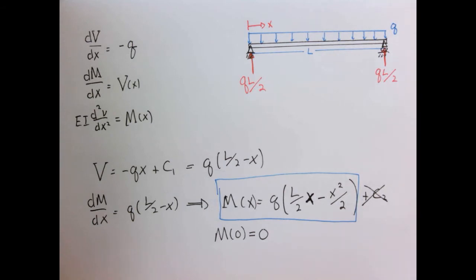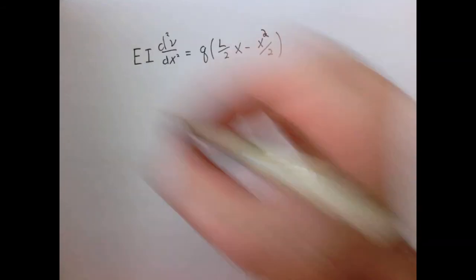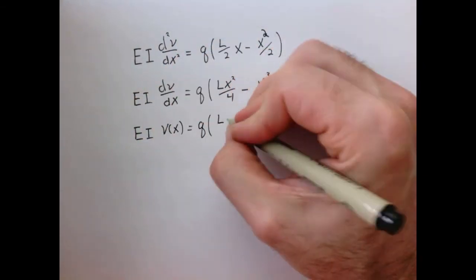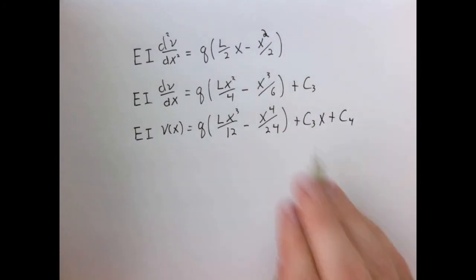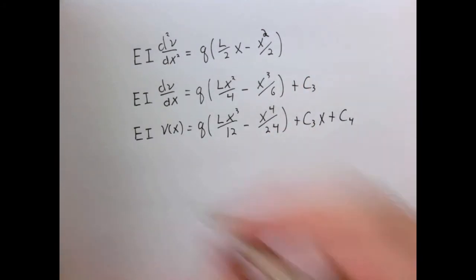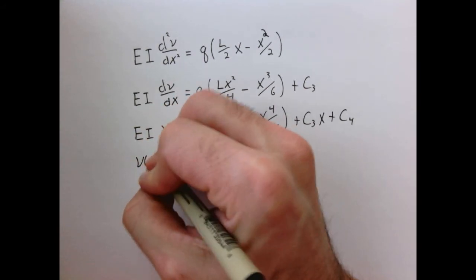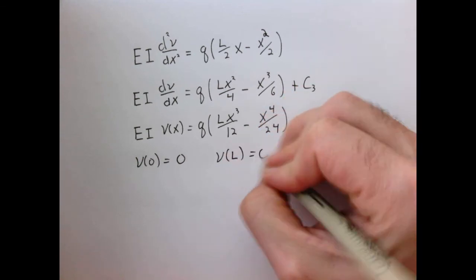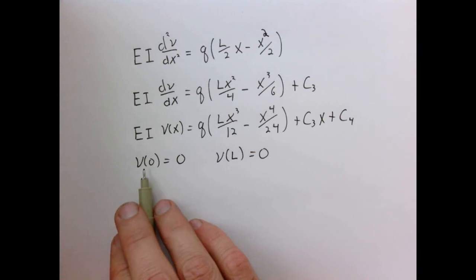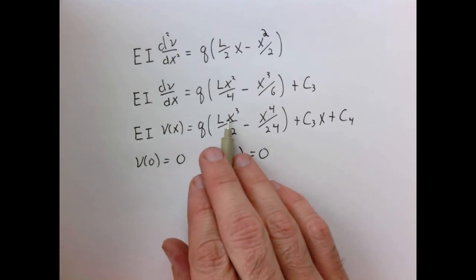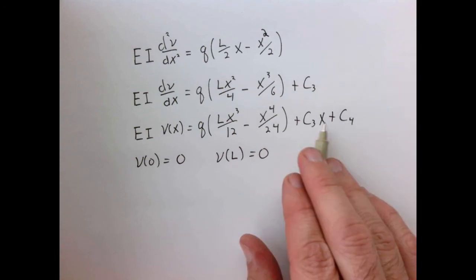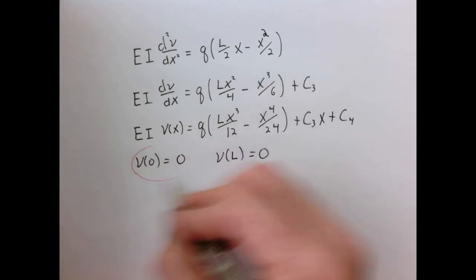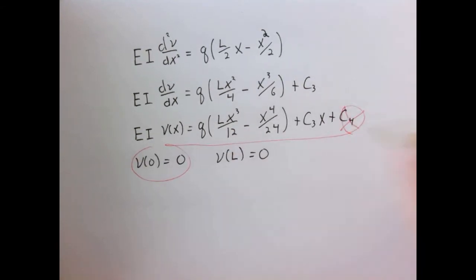So now let's turn to the deflection. Now let's integrate this expression twice, picking up two constants of integration, C3 and C4. We're going to use the boundary conditions that the deflection at x equals 0 is equal to 0, and the deflection at x equals L is also equal to 0. Using the value at x equals 0 is quite simple because when we plug in x equals 0, we get 0, 0, 0. So again, as in many of our previous examples, that boundary condition is going to tell us that the value of C4 is equal to 0.